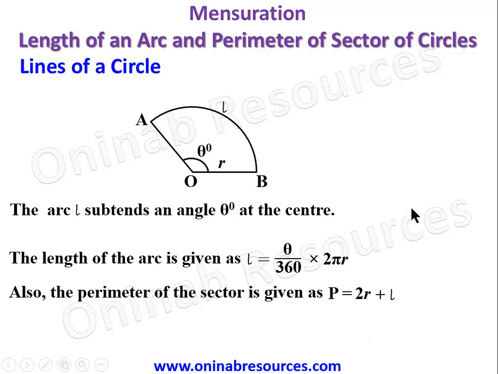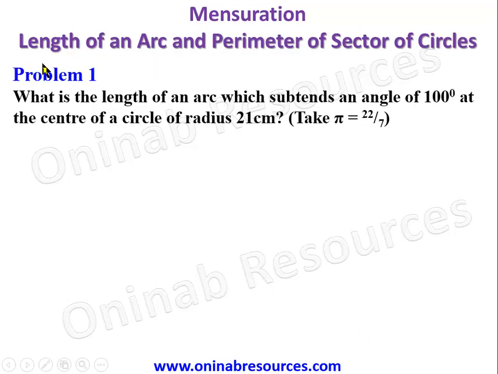Now from here we go ahead to solve some problems. Starting from problem 1. What is the length of an arc which subtends an angle of 100 degrees at the center of a circle of radius 21 centimeters? Take pi to be 22 over 7.